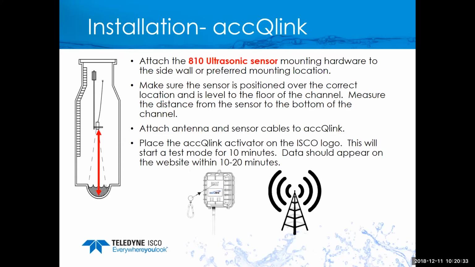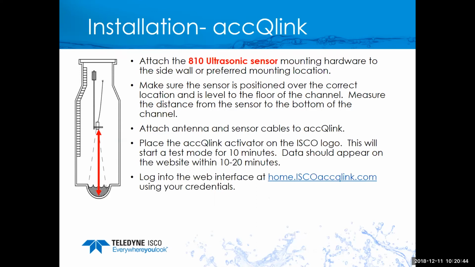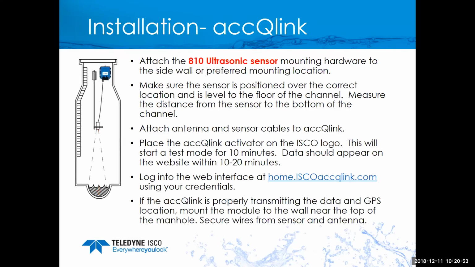It uses a magnetic activator, so you just swipe this magnetic activator on the ISCO logo. It will then start pushing the data to our server. So then you're able to log in and watch the information flow in for about 10 minutes under this test mode. Data should appear within that time, and you're able to verify that it is pushing in. Once you're able to verify that the GPS and data are transmitting properly, you'd mount the module to the side of the wall, near the top of the manhole, secure the antenna, and place the antenna where we could get a good push out of the manhole.